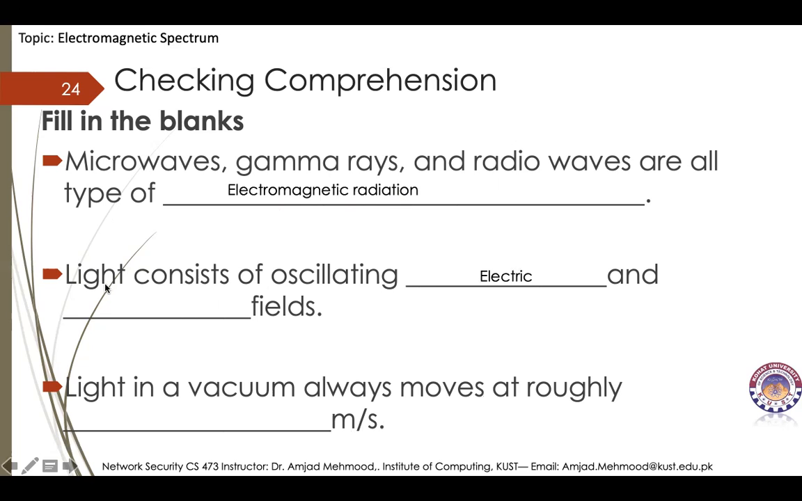The answer for light consisting of oscillating blanks is electric and magnetic fields. So this is the answer to these two blanks. When these two oscillate, an electromagnetic field is generated. Now, light in a vacuum always moves at roughly 300 million meters per second.